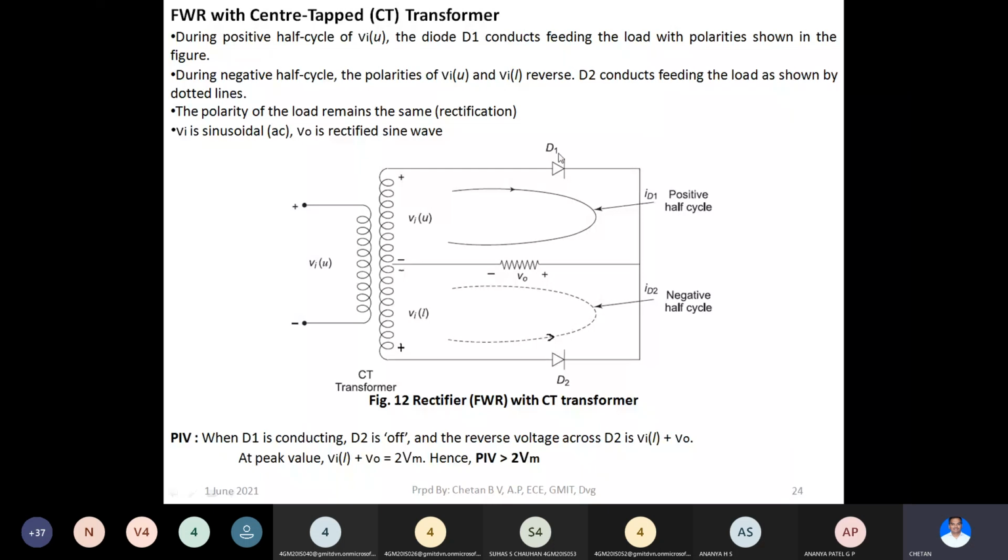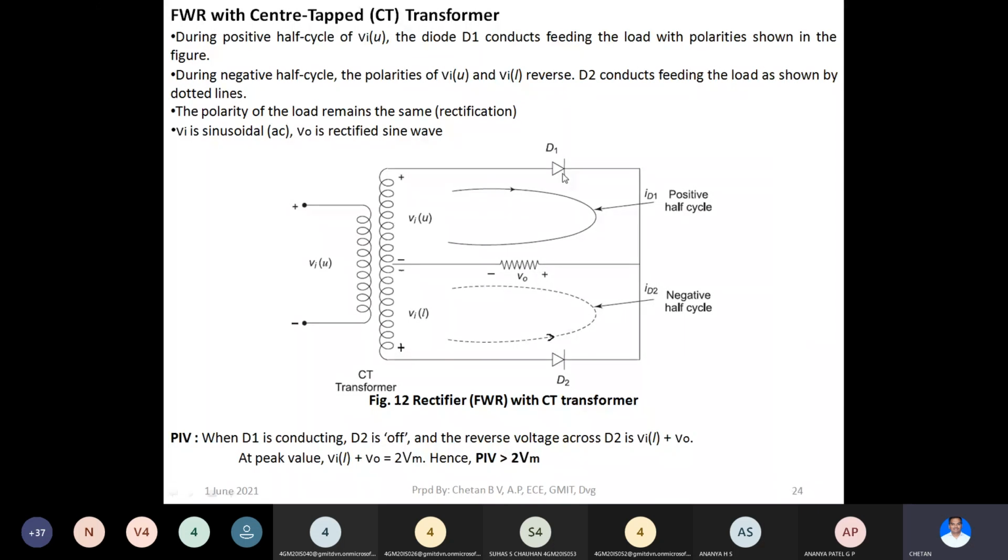D1 will be forward biased because positive terminal of the supply will be connected to anode, and the negative terminal of the supply through this resistor will be connected with the negative terminal of the diode, right? Therefore, it will be forward biased, and D2 will be reverse biased because the negative terminal of supply will be connected to anode, and the cathode will be connected to positive terminal of supply, right?